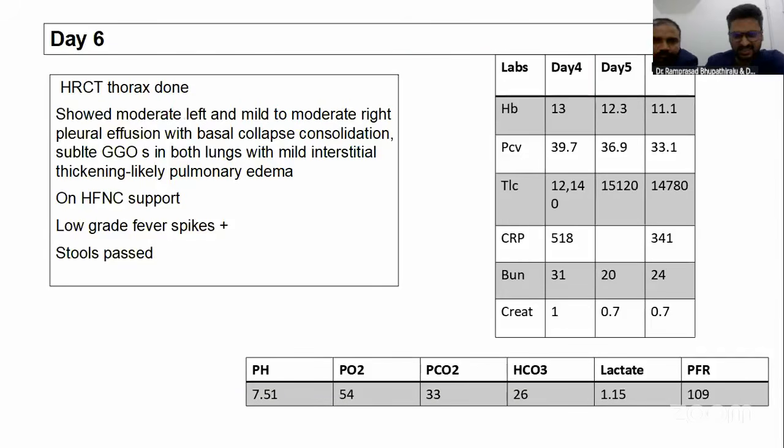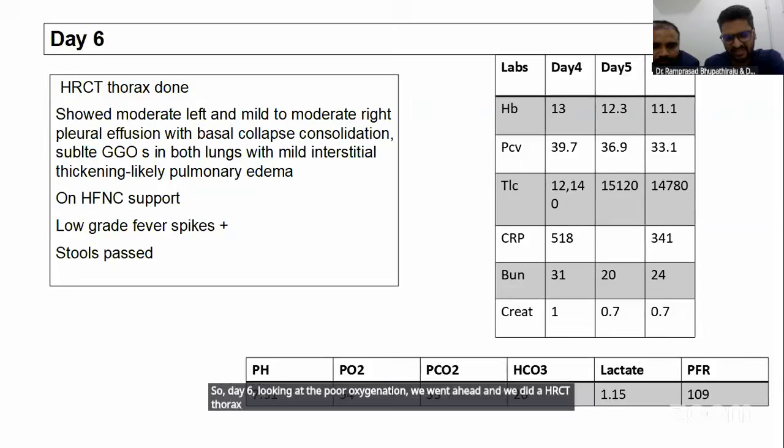So day 6, looking at the poor oxygenation, we went ahead and did an HRCT thorax, which showed a moderate left effusion and mild to moderate right pleural effusion with basal collapse consolidation. There were subtle GGOs in both lungs with mild interstitial thickening, features likely suggestive of pulmonary edema.